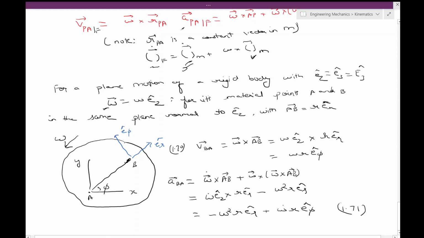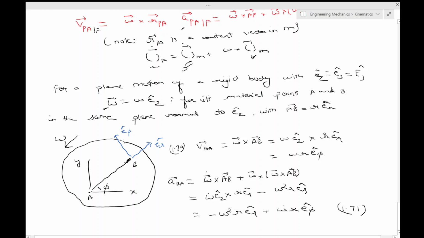Equation 1.71. Now if you want to show that the acceleration of BA would have two components, one along E_R, that is omega square R. Since it's a minus sign, I have taken it away from E_R, and then the other component is along E_phi, that is omega dot R. The resultant acceleration of BA will be the vector summation of this and this.